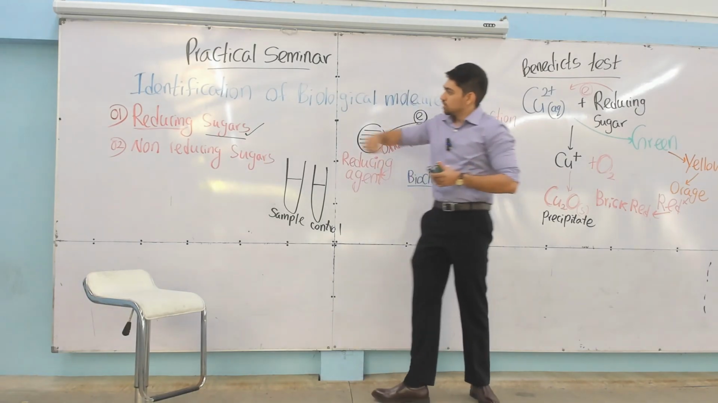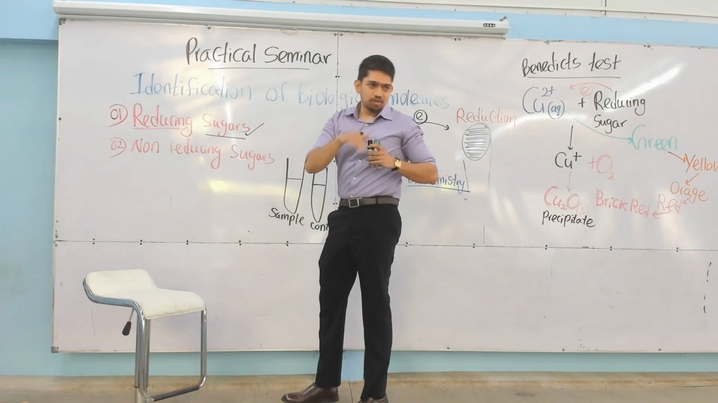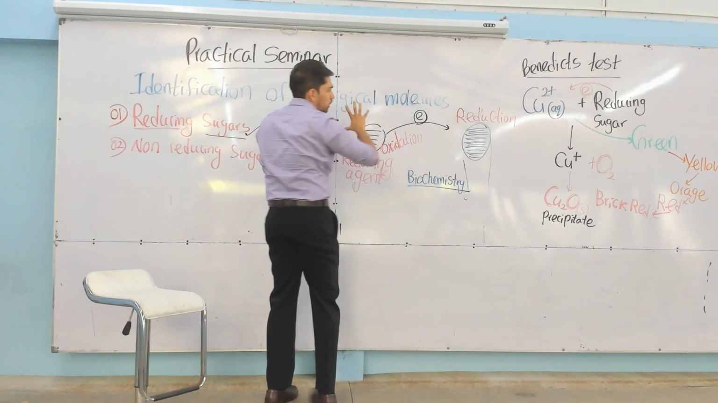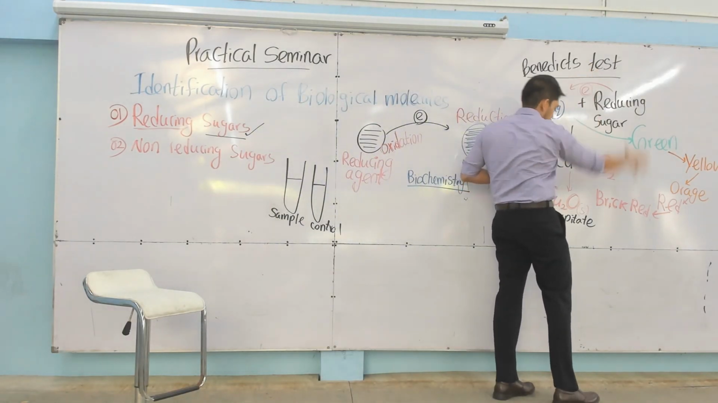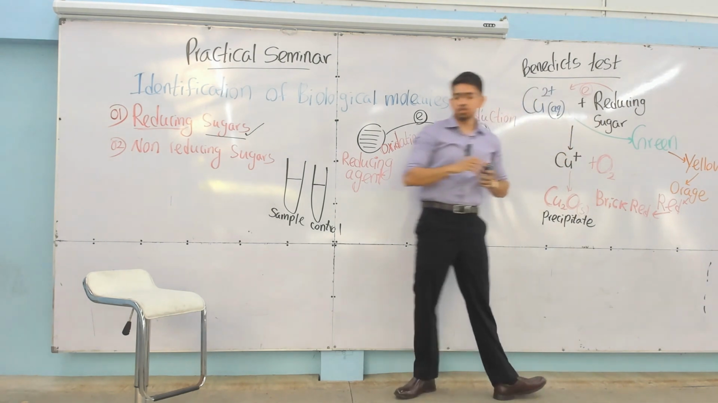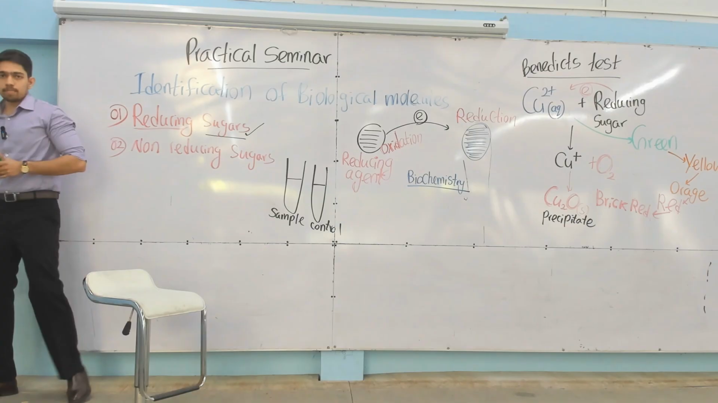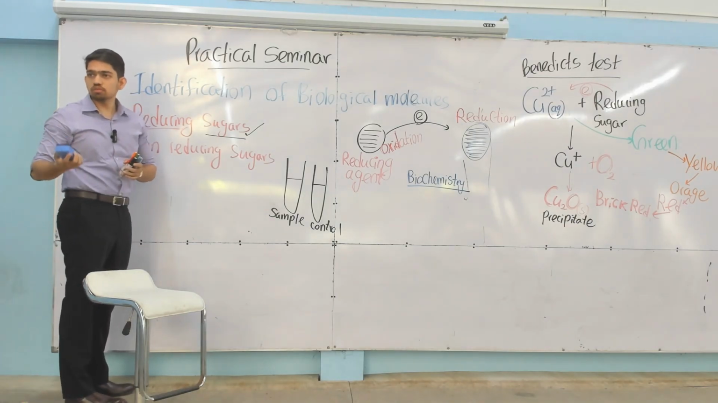Okay. So reducing sugar and non-reducing sugar, both concepts I'll explain right now. A reducing sugar can give an electron to the copper in the Benedict's reagent so that you can get this color change and the precipitate. What's going to happen if it's a non-reducing sugar? Which is the non-reducing sugar that you know in your syllabus?